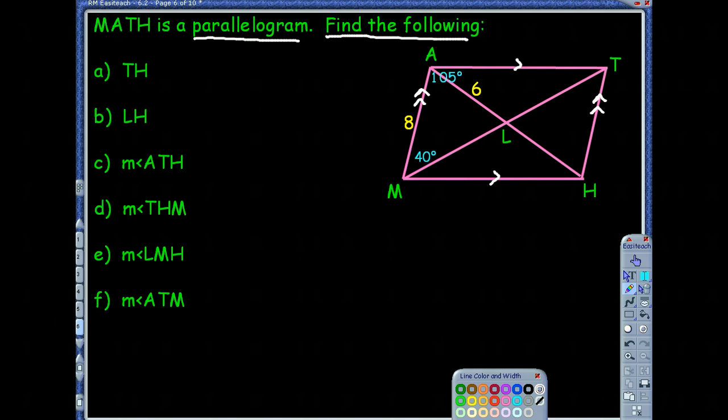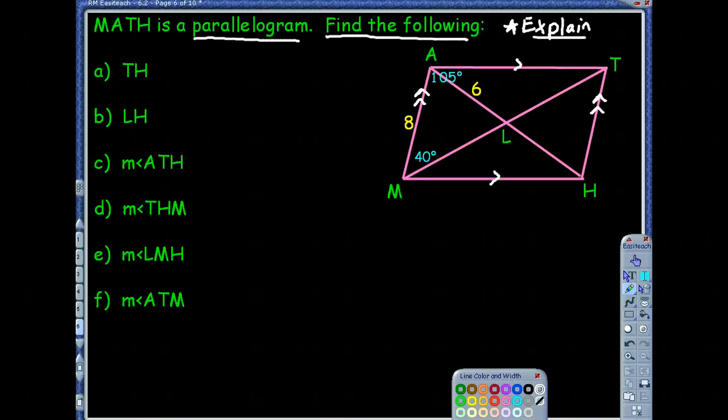Now, I'm going to add a little something to this because I know you're going to have to do this on a quiz or a test, which is explain. All right, so justify where you're getting that. If that means you have to give a theorem as a reason, that's what I'm looking for. All right, so let's start off.